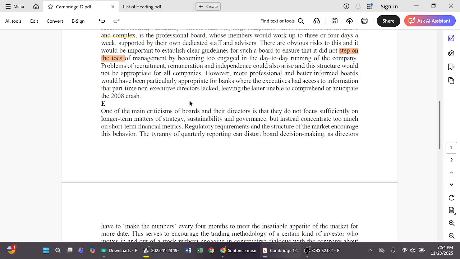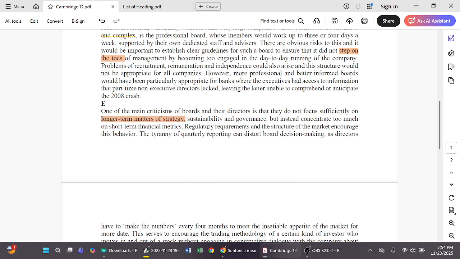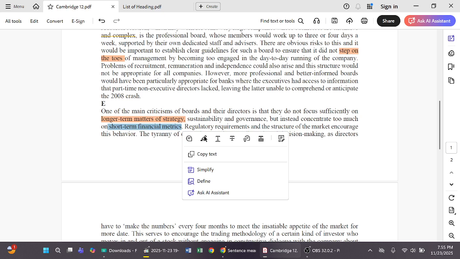So one of the main criticisms of boards and their directors is that they do not focus sufficiently on longer term matters of strategy. Look here what they are saying. Here they say they do not focus on longer term. That means they don't have any kind of visionary power or visionary goals, terms, or strategy. Rather, they are focusing too much on short term goals, financial metrics, right? So it is very clear what their main focus is, and this is the ultimate criticism.